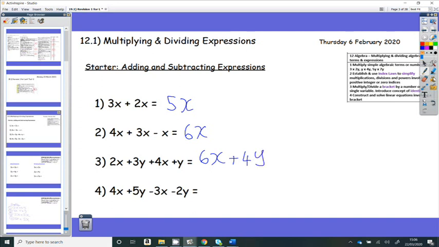Now with number 4, when we start subtracting, make sure you pick up the minus sign. So for the x's, it's 4x take away 3x, which is 4 take away 3, just gives us 1x, so x. And similarly, it's 5y take away 2y. 5y take away 2y is plus 3y.